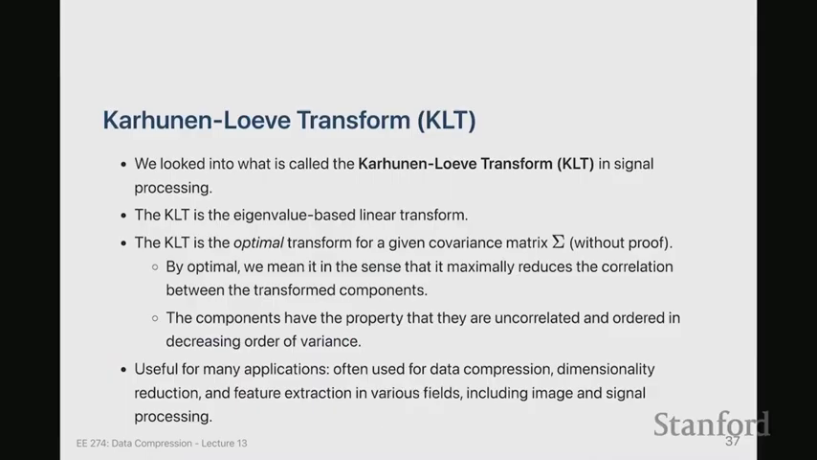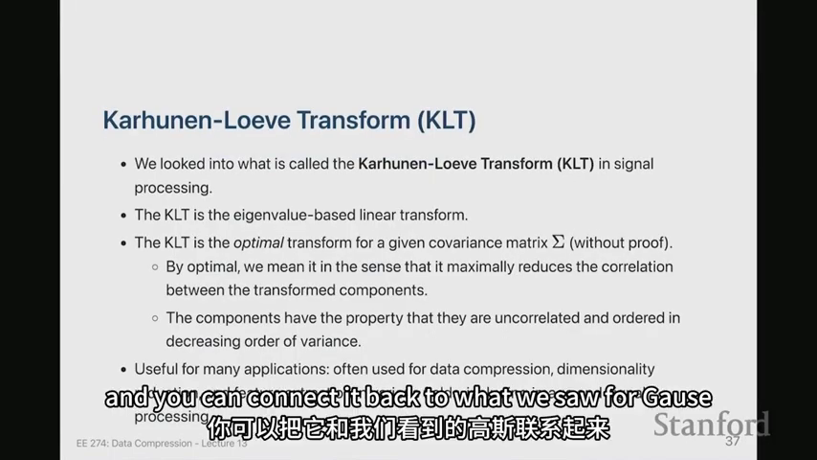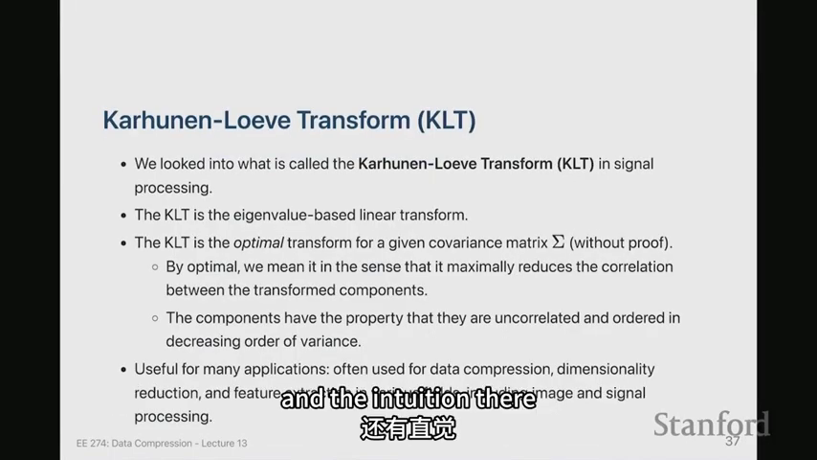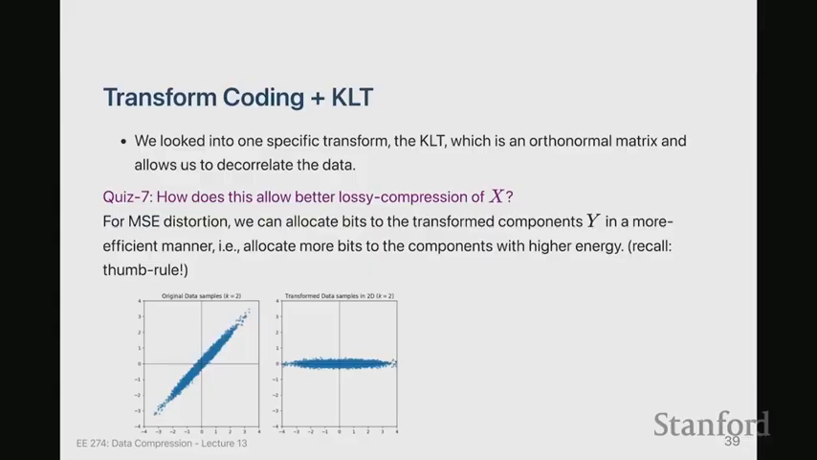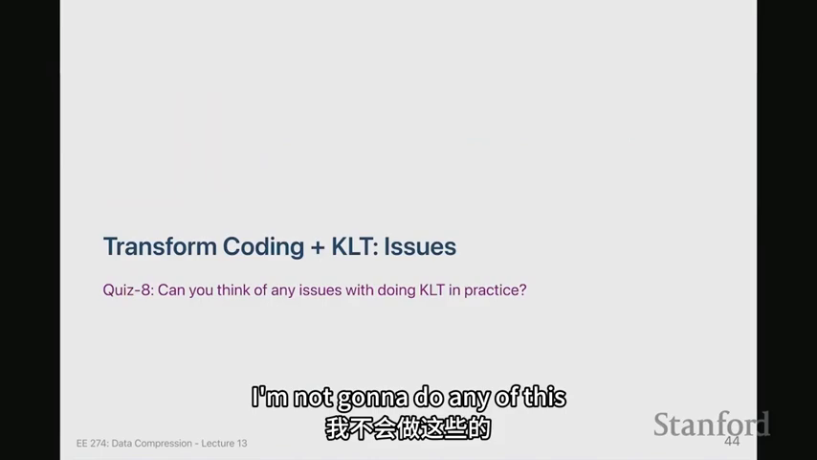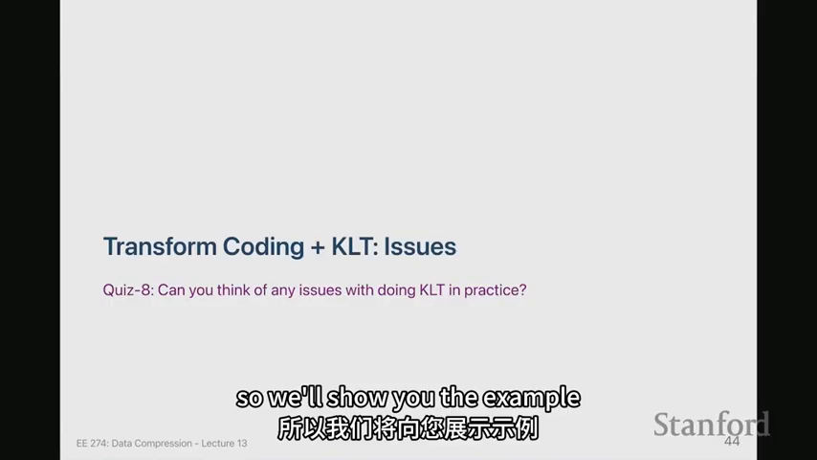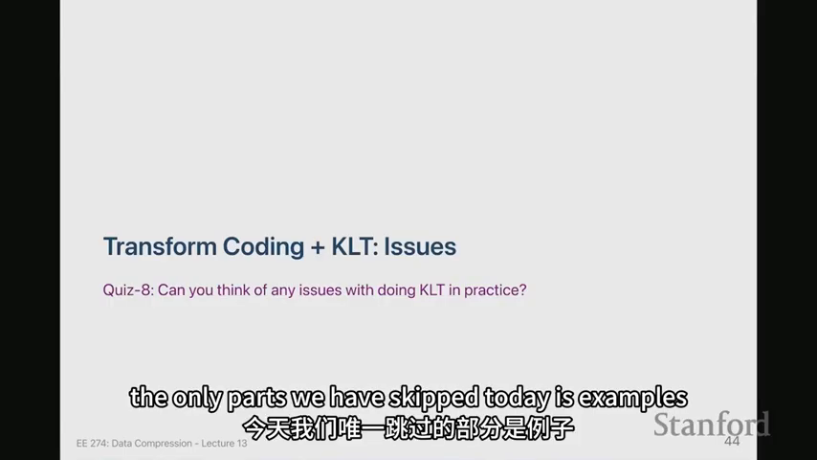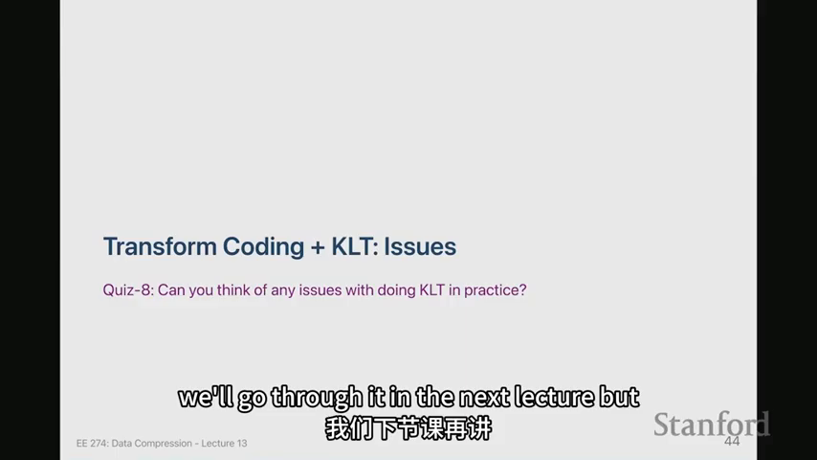Okay. But you understand what the KLT transform is, why it's nice, why we can use it, and you can connect it back to what we saw for Gaussians and the intuition there. I'm not going to do any of the rest, but I do want to do this thing. The only part we'll skip today is examples and some more numbers and notebooks. We'll go through it in the next lecture.